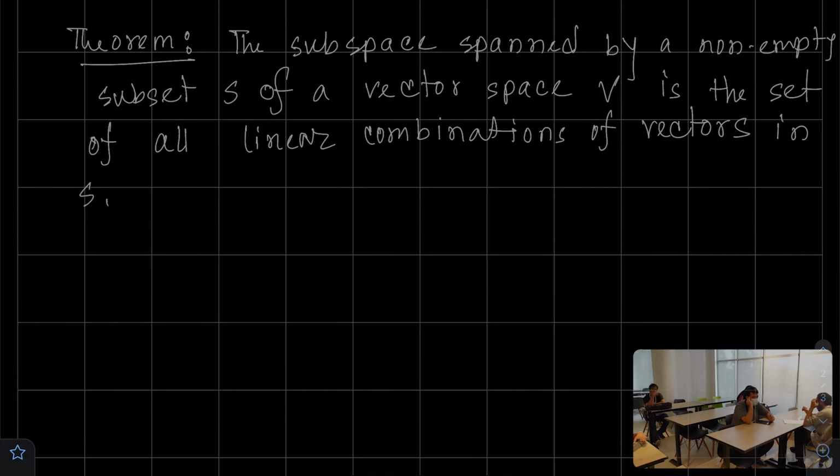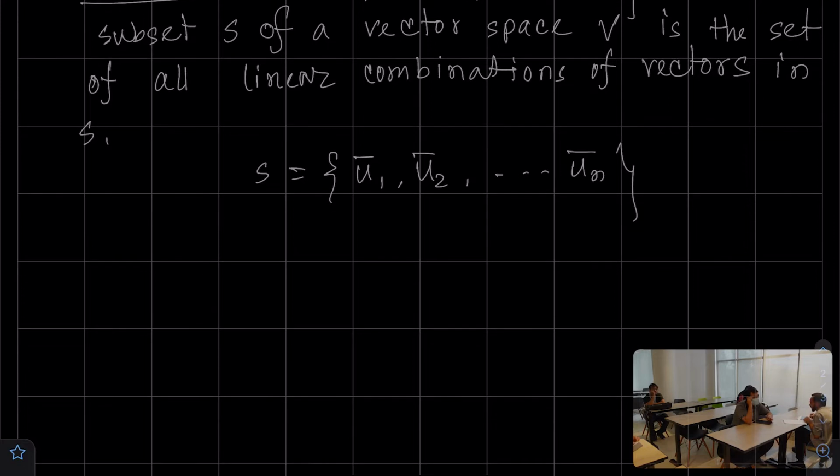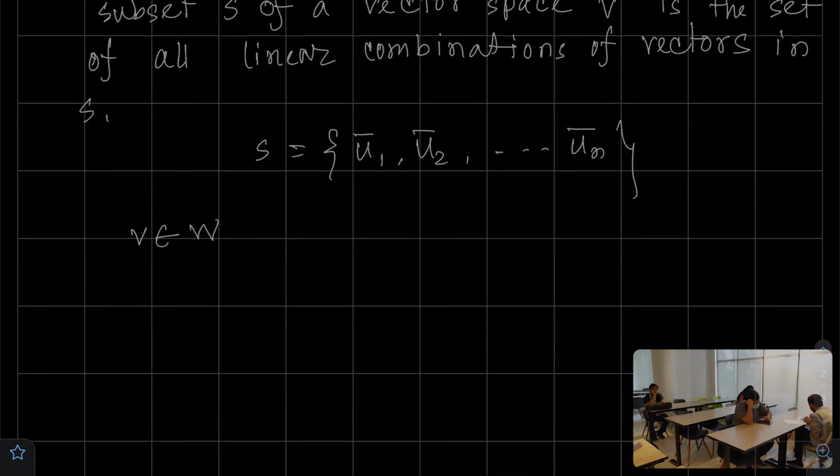Okay, so if you consider S to be a set like u1 vector, u2 vector, un vector, then the subspace spanned by this set, let us consider that subspace to be the subspace W. Then if you consider an element v of this set, then v can be written as v equals some c1.